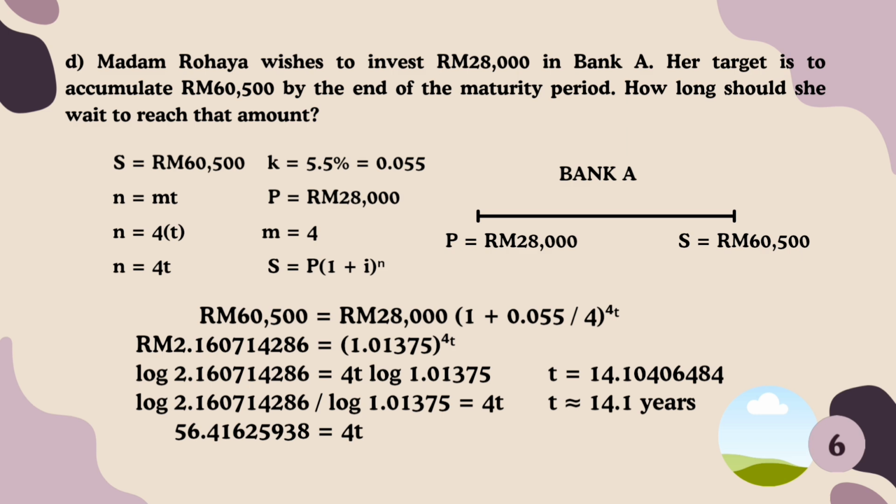56.41625938 equal to 40. So step 3, we need to solve for t. So 56.41625938 will be divided by 4 and we will get t equal to 14.1040684. Because t is time, we need to give the answer in years. So t is approximately equal to 14.1 years.